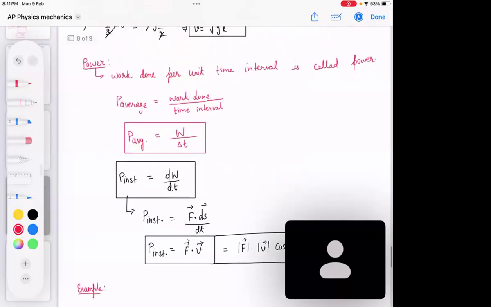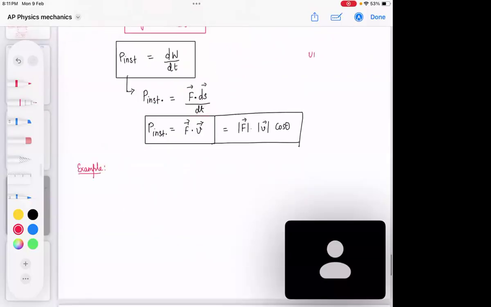Unit of power, what is that? What is going to be its SI unit? It is going to be joule per second. Joule is the energy, second is the time, and joule per second is also called the watt.